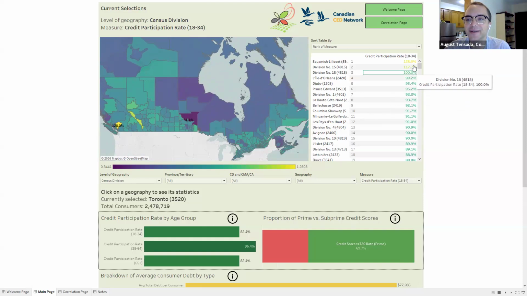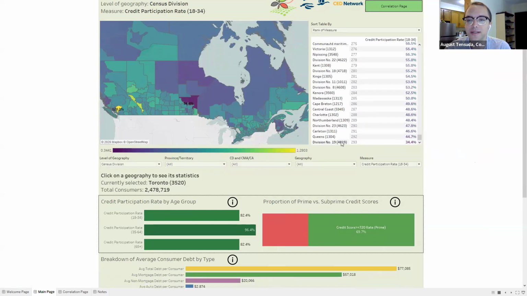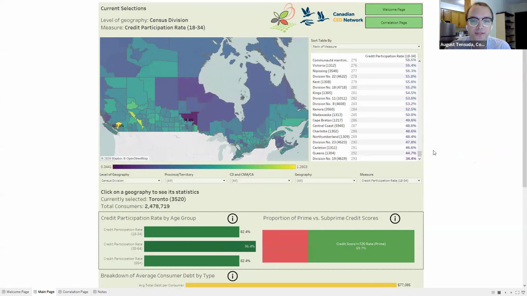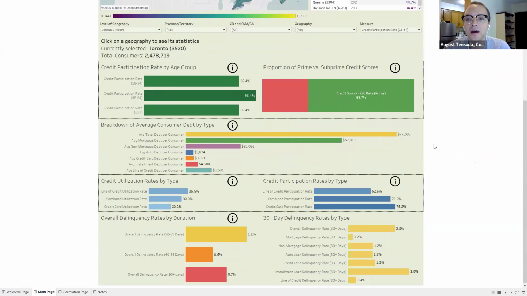But if we look at the rankings here, we can see there's only a couple that go over 100. So there's 128, 117, and then 100%. And then we have some close to the 90s. And if we go down, the lowest is 34%, division number 19. So it's quite low. So if we scroll down, we're still looking at Toronto here.